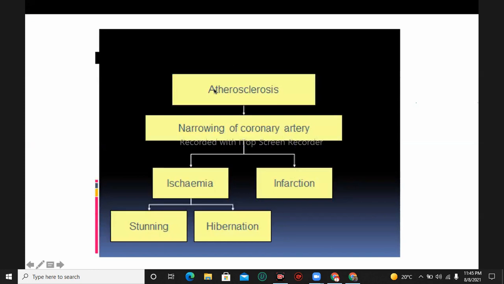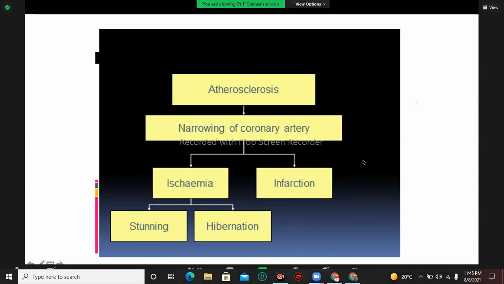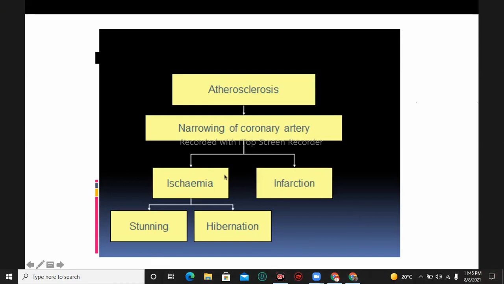Okay, so that's there, atherosclerosis, narrowing of a coronary artery. You can get either ischemia, as in angina, stable or unstable, but because we're talking about acute coronary syndromes, we're going to concentrate on unstable angina. And then you also have infarction on this side, which can be an ST elevation MI, or it could be a non-ST elevation MI, okay?